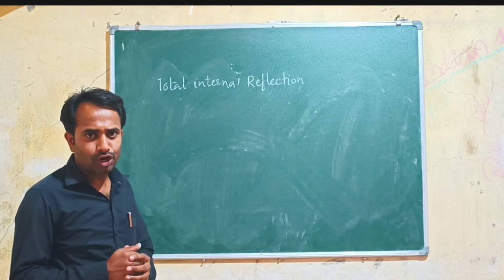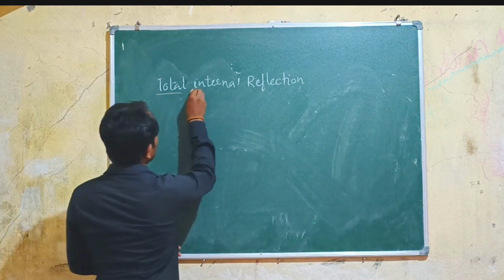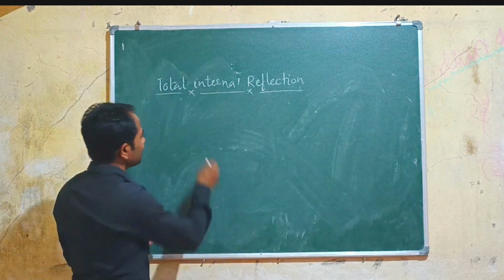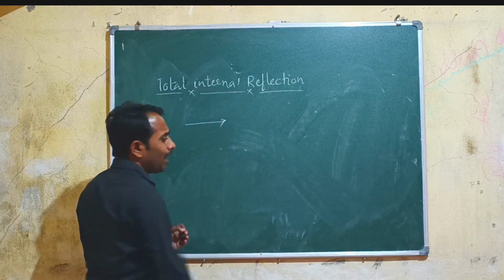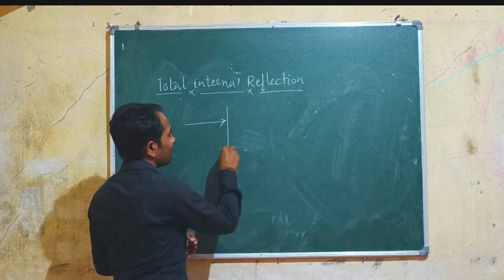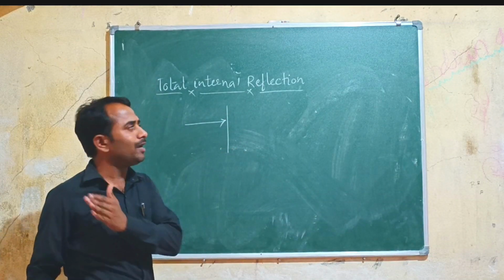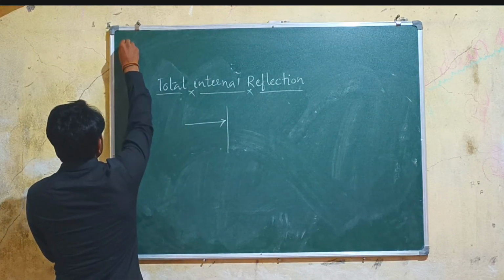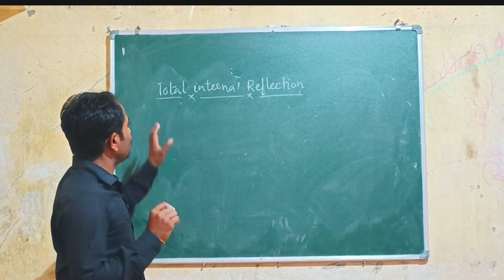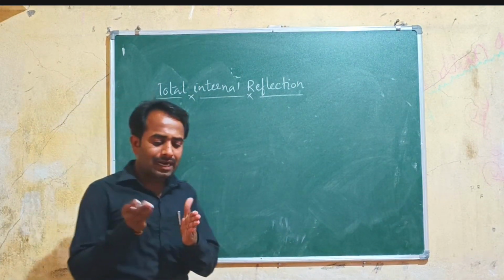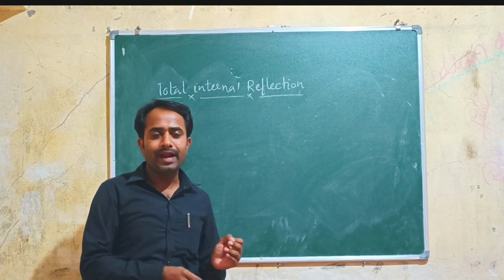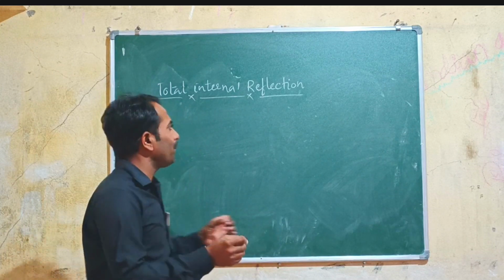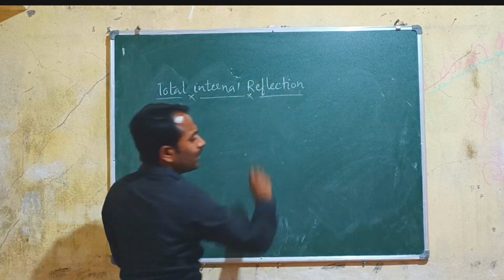Then one of the natures of light is total internal reflection, which is used in day-to-day life. If light falls on any shiny surface, it will get reflected. We know that reflection. In total internal reflection, light traveling from the optically denser medium to the rarer medium gets reflected back in the same medium. This phenomenon is called total internal reflection.